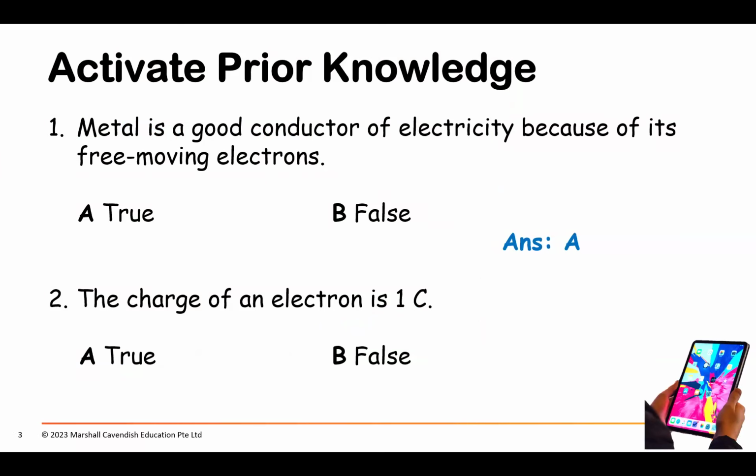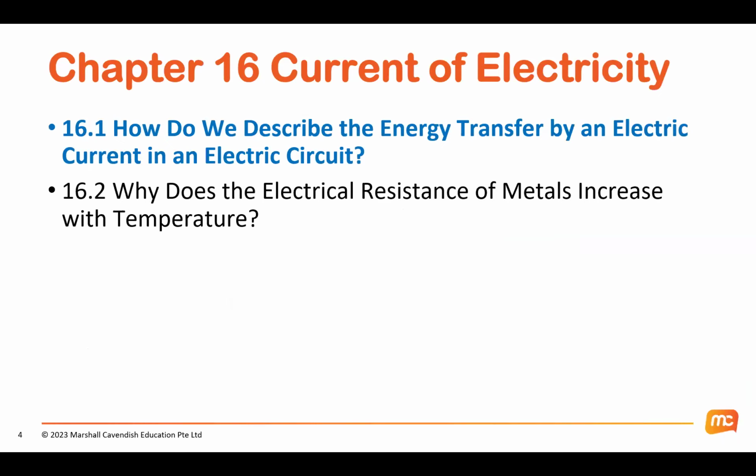Next, question number 2, the charge of an electron is 1 coulomb. This is actually false because the charge of an electron is actually 1.6 times 10 to the power minus 19 coulombs. You don't really need to know this number, but just need to know that 1 coulomb is not the same as 1 electron. 1 coulomb is actually made out of thousands of electrons.